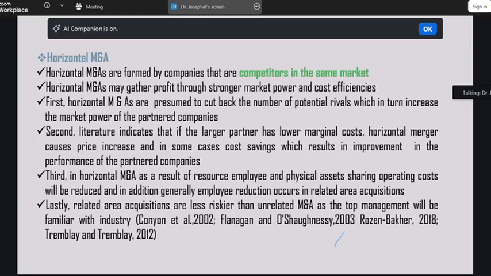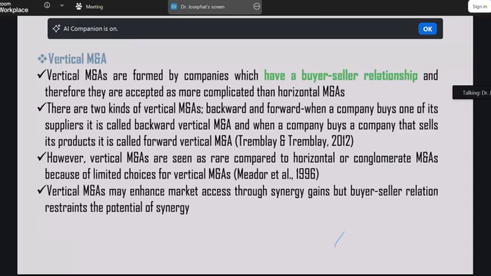Lastly, related area acquisitions are less risky than unrelated mergers and acquisitions. The top management will be familiar with the industries. So unrelated are much more risky, because in related they know the industries, they know how things are operating in the industry and whatever. That's on the part of horizontal mergers.